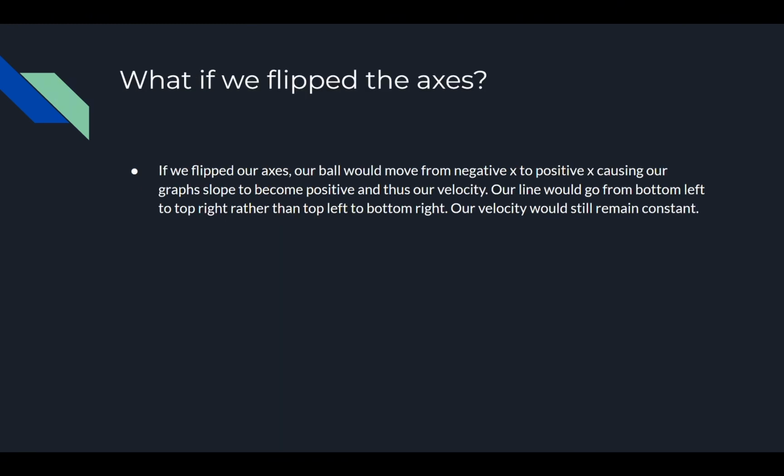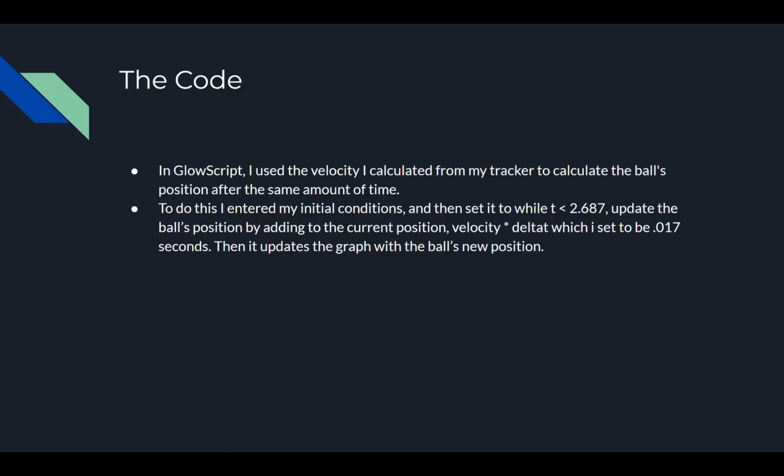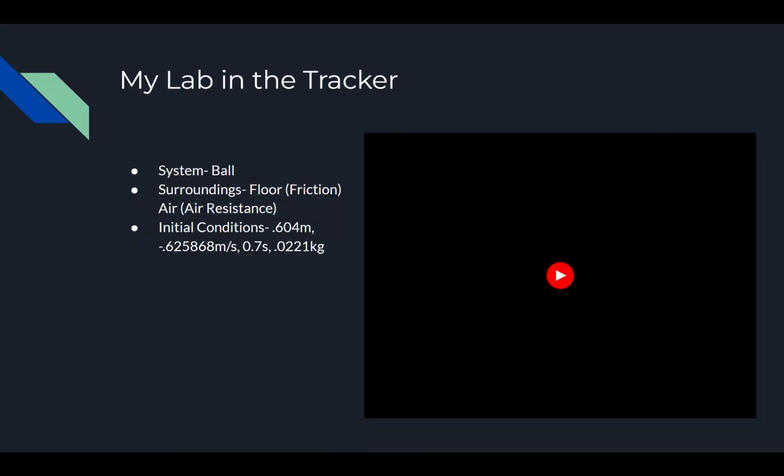If we flip the axes of our graph, we would have a graph that goes from bottom left to top right and would have a positive upward slope. That is because we're going from negative to positive instead of positive to negative. And our velocity and our slope would be the exact same, except we would flip the sign because we're going in the positive direction this time instead of the negative direction. So it would be positive 0.625868 meters per second.